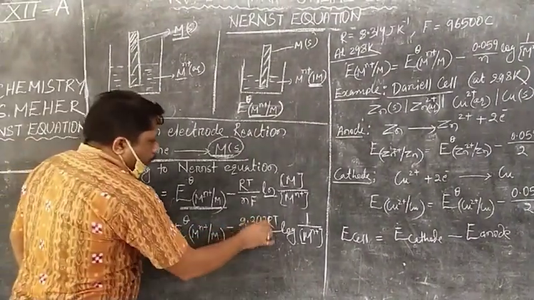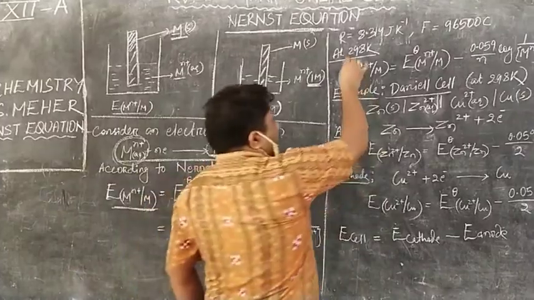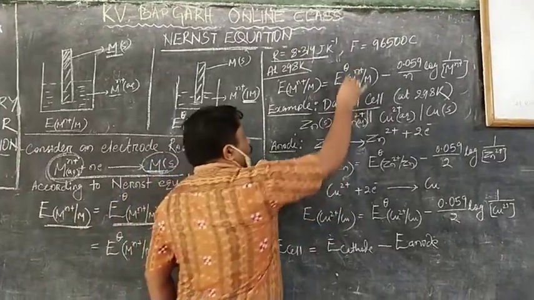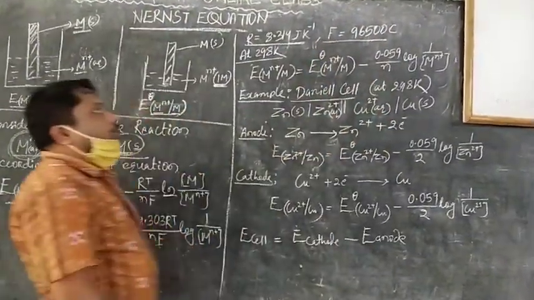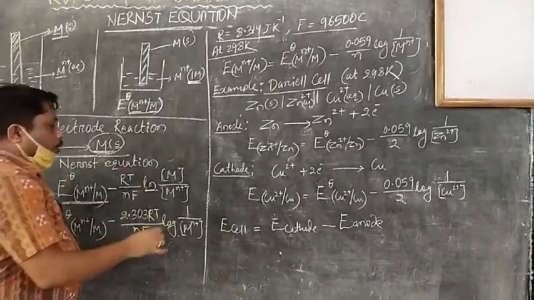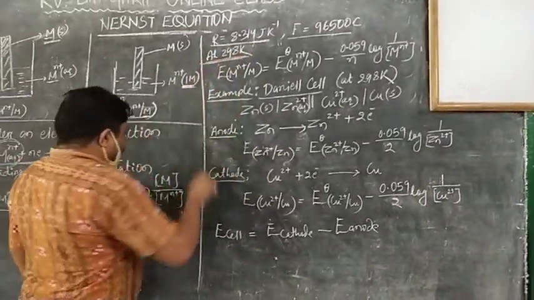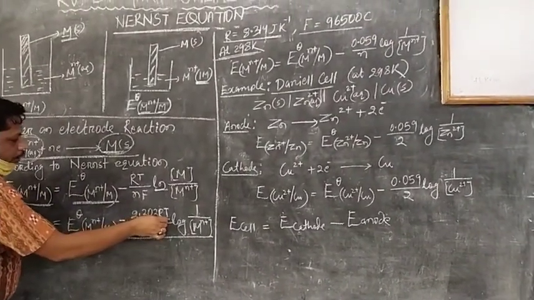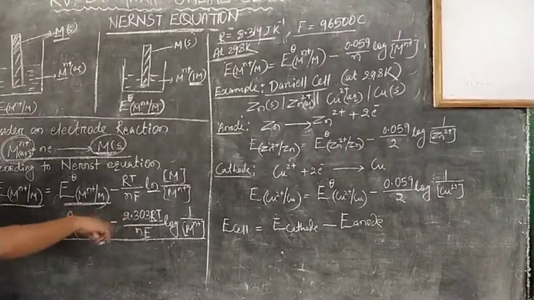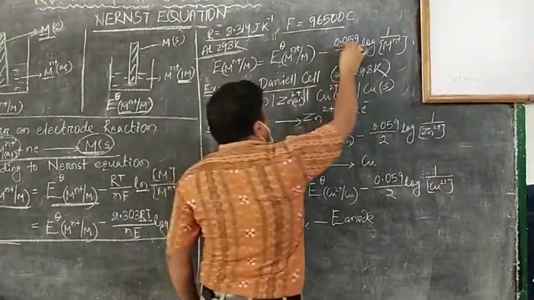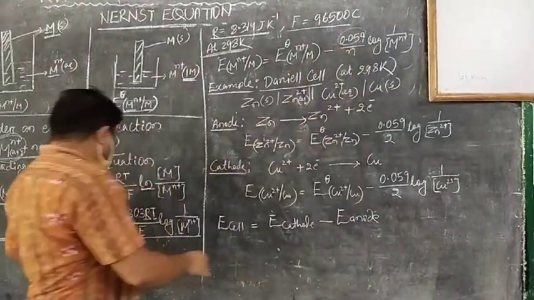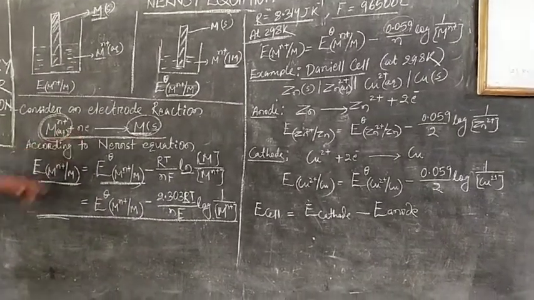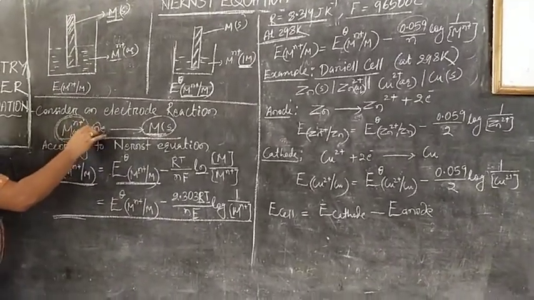Now what is R? R is the gas constant, and its value is 8.314. What is F? It is the Faraday constant. Already we have discussed it. It is nearly equal to 96,500 coulomb. Now at 298 Kelvin, if you write this equation, you have to substitute the values of R, T and F, and if you simplify, the value will come to 0.059 by n. What is this n? n is the number of electrons involved in the electrode process or the reduction reaction.